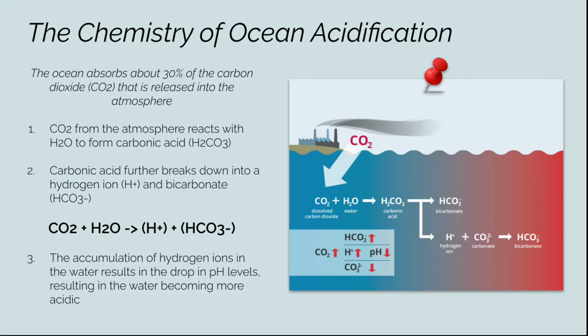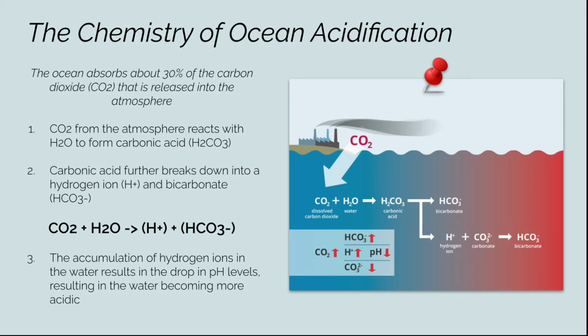So the ocean absorbs about 30% of the carbon dioxide that is released into the atmosphere. And after it's absorbed, the carbon dioxide, or CO2, reacts with the ocean's water, which is H2O. And then this reaction causes the formation of carbonic acid, whose symbol is H2CO3. Then, after the carbonic acid is formed, it further breaks down into a hydrogen ion and bicarbonate, and the chemical equation for this reaction is in the bold.